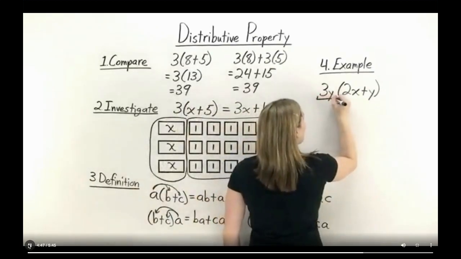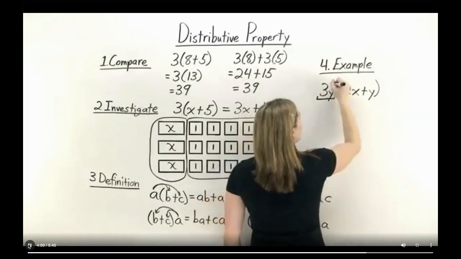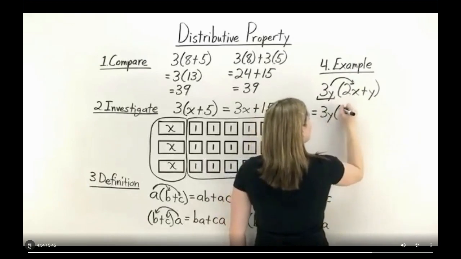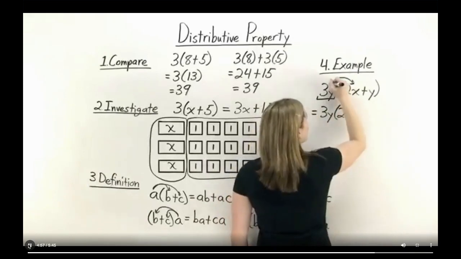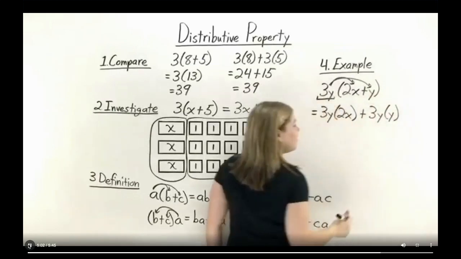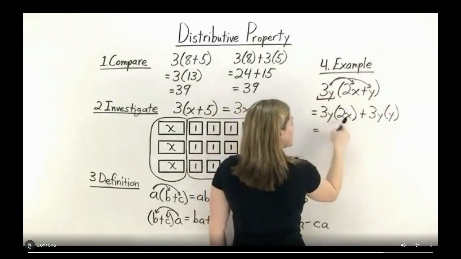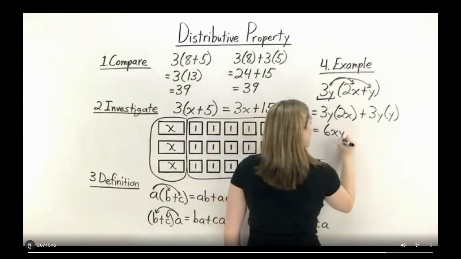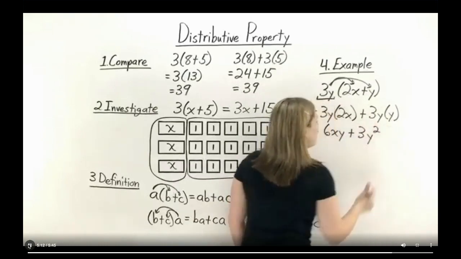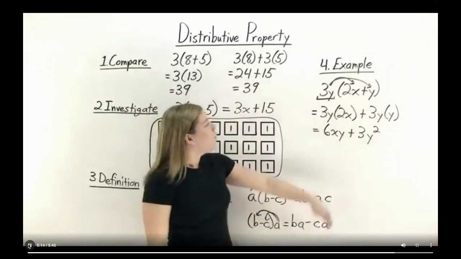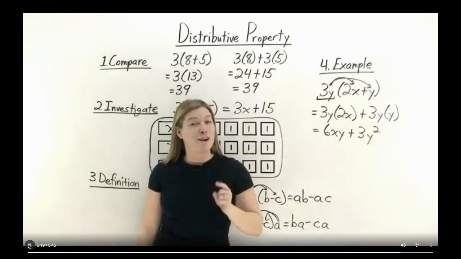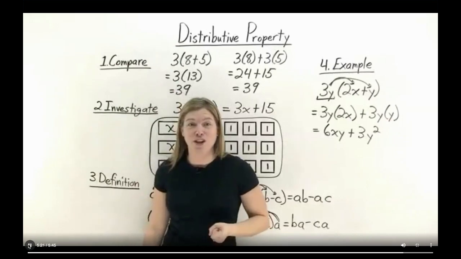We can take this quantity outside of the parentheses, 3y, and distribute it into each term inside the parentheses. So we can rewrite this as 3y times 2x plus 3y times y. Then we just simplify. 3y times 2x gives us 6xy, and 3y times y gives us 3y squared. So, using the distributive property, we were able to take this expression and rewrite it without parentheses. That can be very useful when you're trying to simplify different expressions.